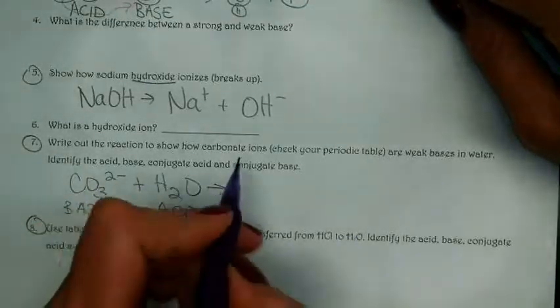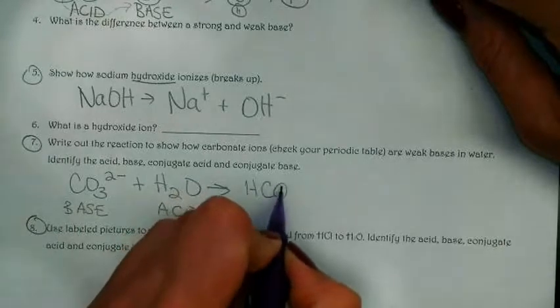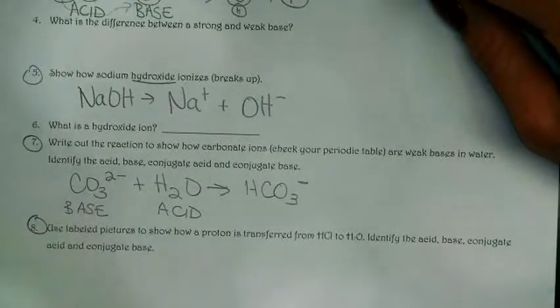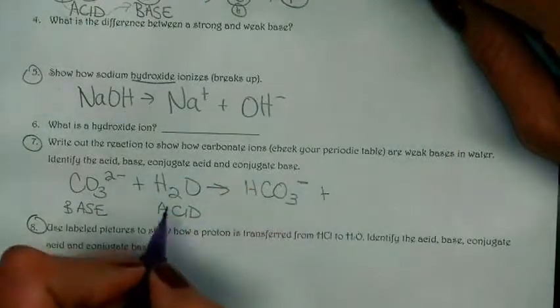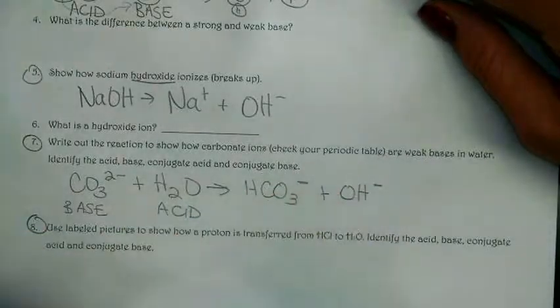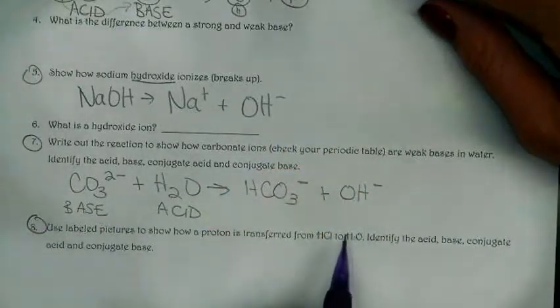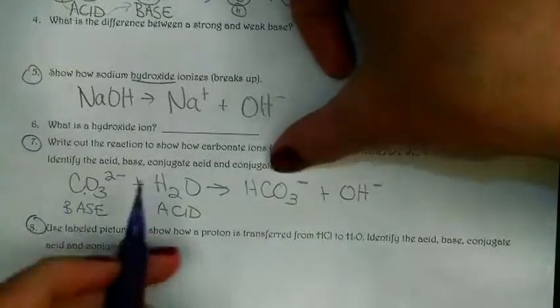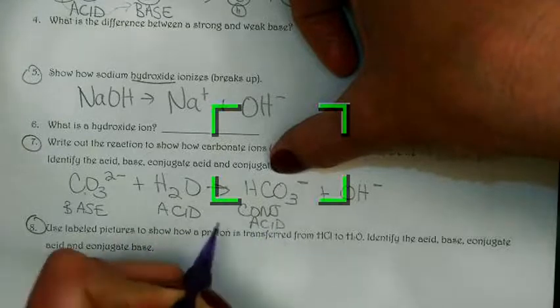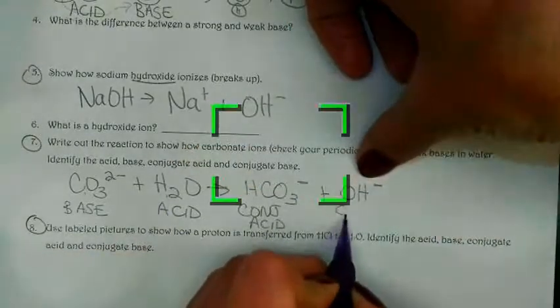If it accepts a hydrogen, it's going to become HCO3, and now it's just a 1- because remember it always takes an H+, so that plus is going to cancel one of those negatives on here. And then this now lost an H+, so this is going to be an OH-. If this was the base, this is going to be the conjugate acid. And if this is the acid, then that makes this one the conjugate base.